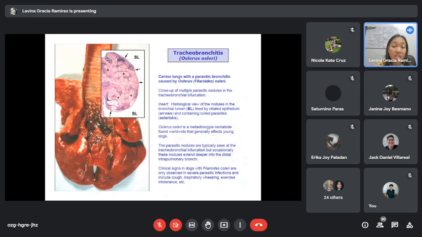Here, there are so many of them, those asterisks, with the ciliated epithelium. It is still ciliated because they are involved in the clearance. This contains the encircled or sustained parasites in the area. These metastrongyloid nematodes are found worldwide, affecting young dogs. The nodules are typically seen at the tracheobronchial bifurcation.